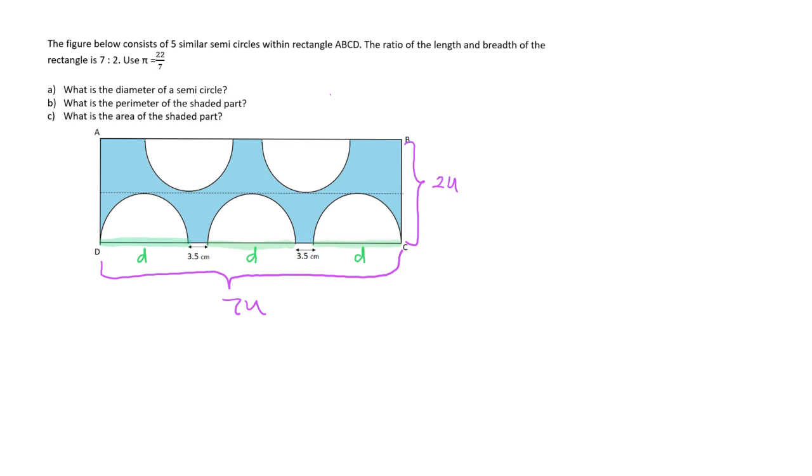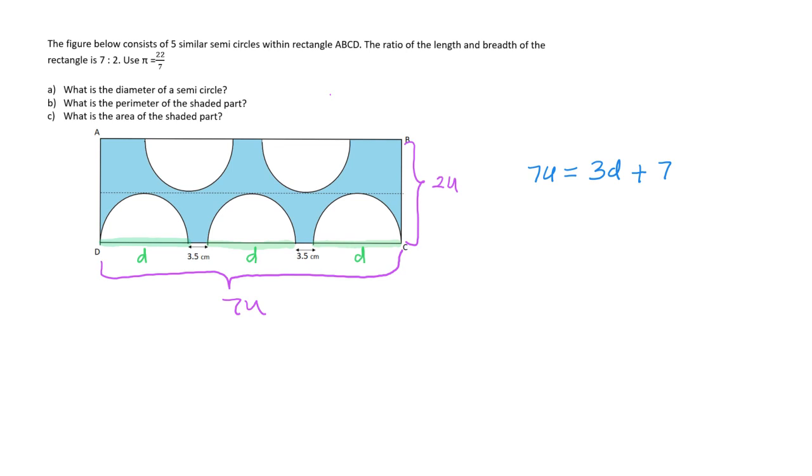So if we take a look at the length here, we see that the length, which is 7 units, is equal to 3 diameters. 1, 2, 3. 3 diameters plus these 2 gaps here, which add up to 7 centimeters. We can write that down. That will be 7 units equals 3 diameters plus 7 centimeters.